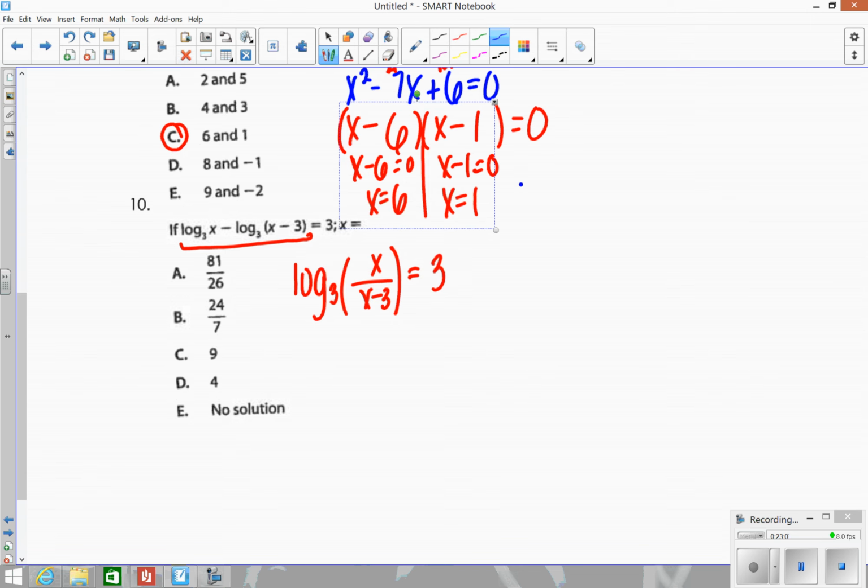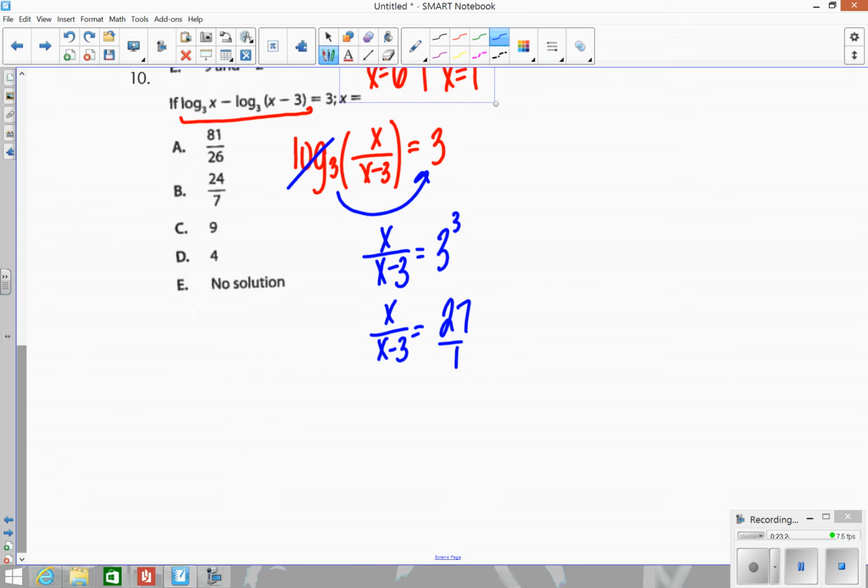Now what we can do is drop the log and swing the base. So we have x over x minus 3 equals 3 raised to the 3. 3 raised to the 3 is 27. So you can put that 27 over 1, and then we can just cross multiply here. So we have x equals 27 times x minus 3. Make sure you put x minus 3 in parentheses because it's a whole quantity, or it's a binomial, so you've got to make sure that you distribute.